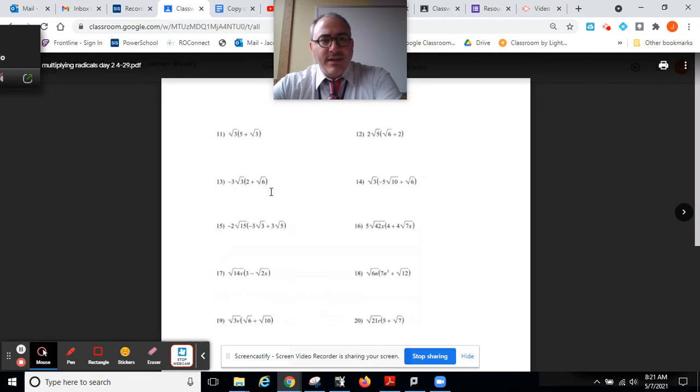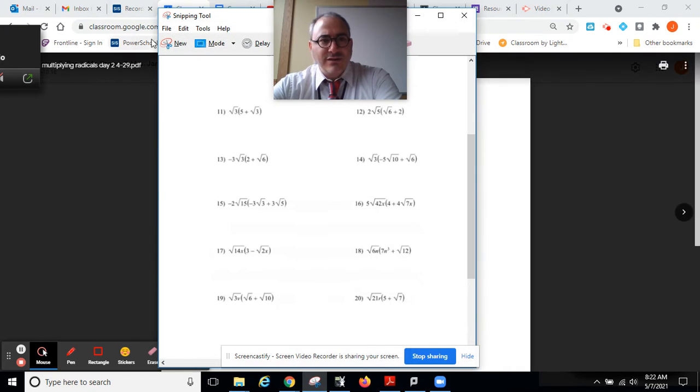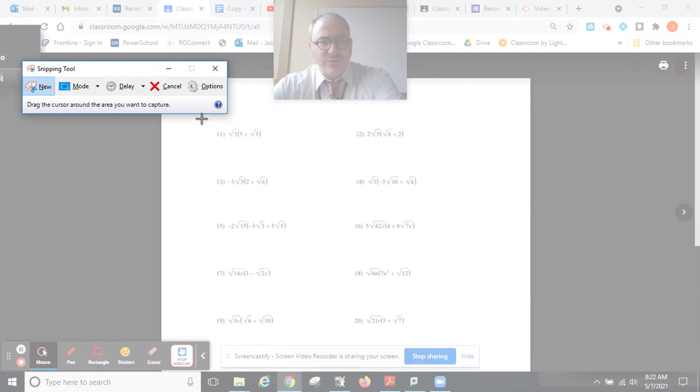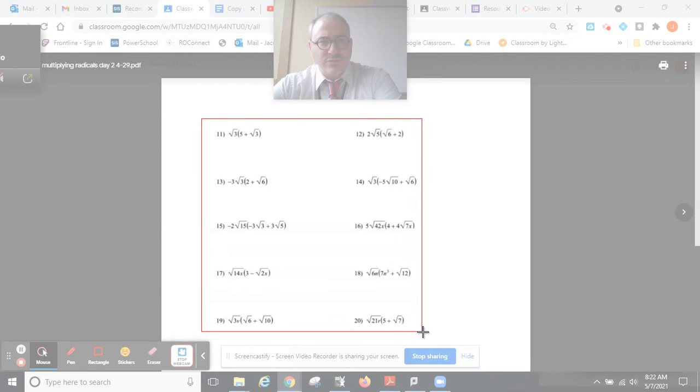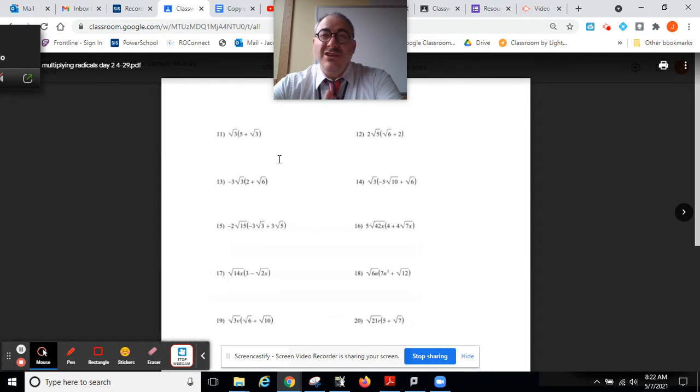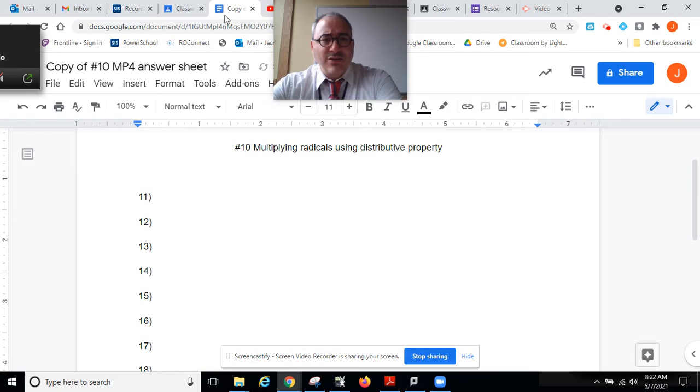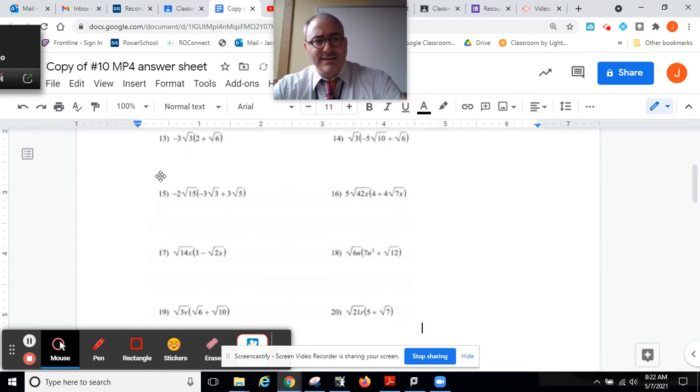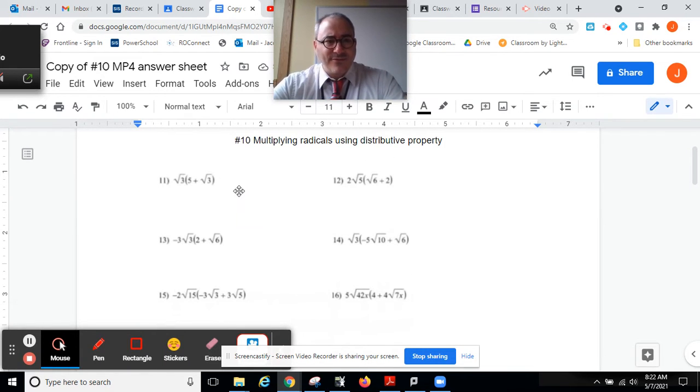What I recommend here is to just take a snapshot of the questions and paste them in your assignment. I'm on Windows, so I'm going to use a snipping tool. Just grab these questions, and Control A, Control C to copy it. If you're on a Chromebook, I believe it's Control Shift Show Windows key. Hold down Control Shift and then Show Windows. You should be able to grab a snapshot of this. Just go ahead and paste that right in your assignment. That way you're not flipping back and forth.